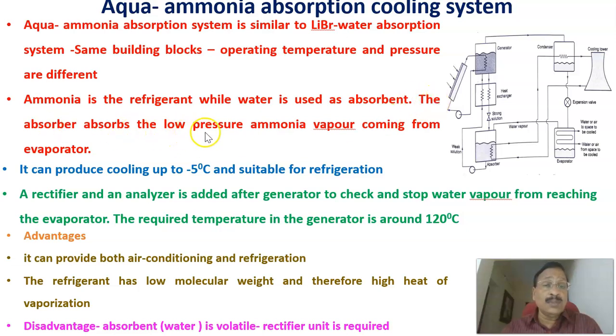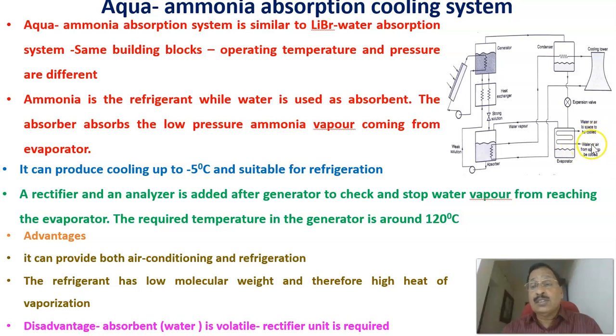The absorber absorbs the low pressure ammonia vapor coming from the evaporator. In the previous case it was lithium bromide, but here ammonia vapor comes to the absorber, and it can produce cooling up to -5 degrees centigrade. The advantage of this one compared to the previous lithium bromide water absorption cooling system is that it can make the cooling here.